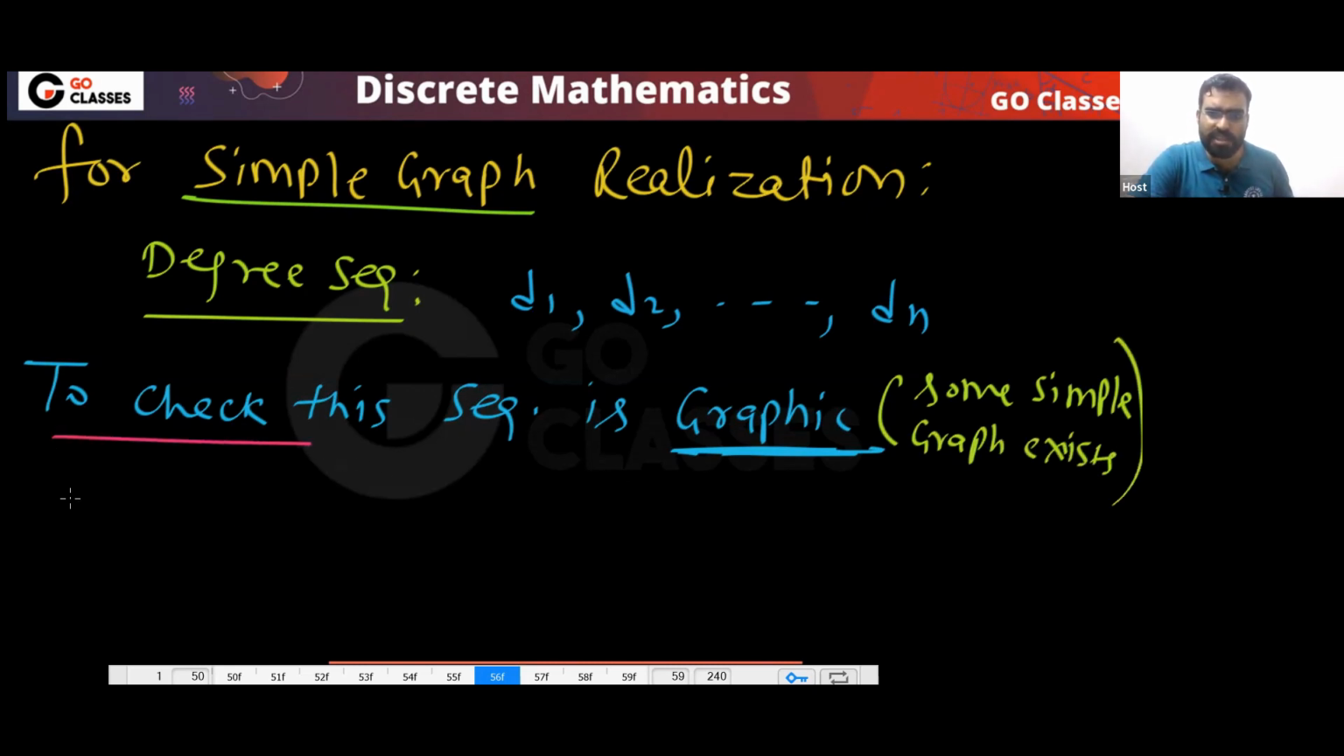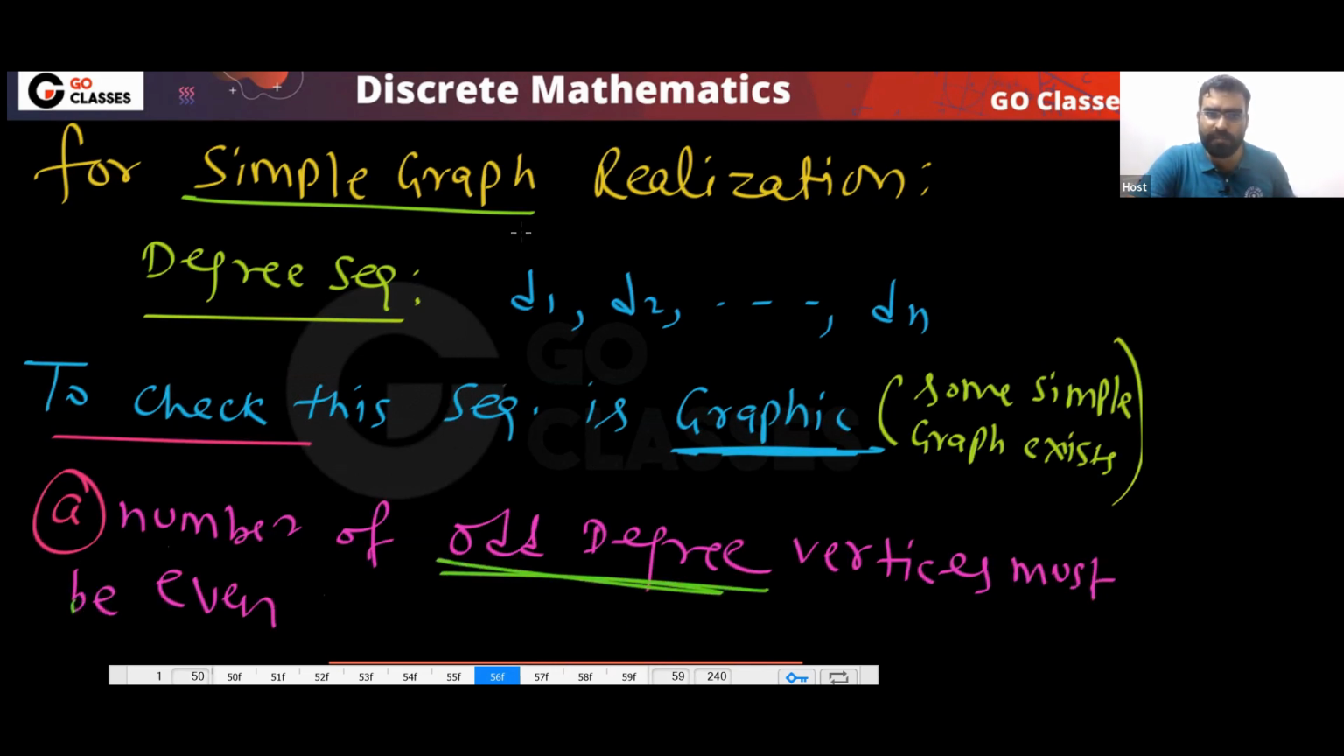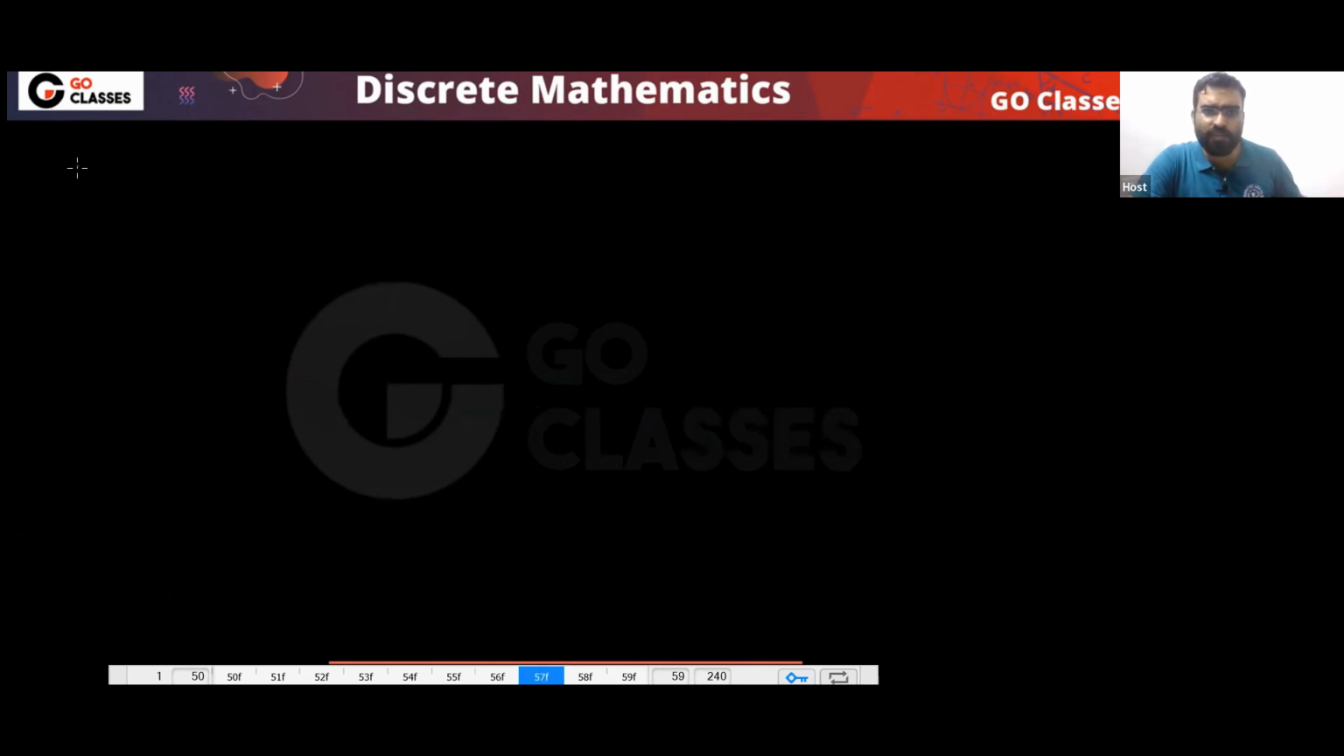To check if this sequence is graphic, the first thing you will check is the number of odd degree vertices, because in any graph, the number of odd degree vertices should be even. The number of odd degree vertices must be even. So this is what you have to check.